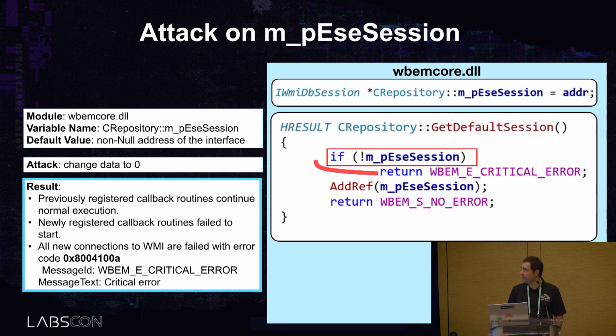So the attack is pretty simple. Set this member variable to null so that the function get default session returns the critical error.